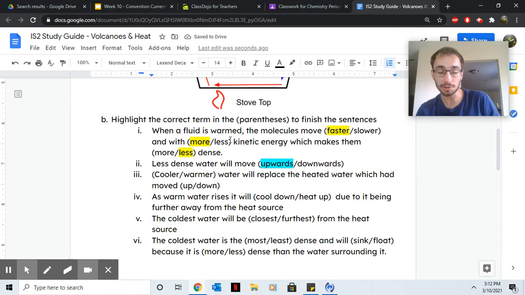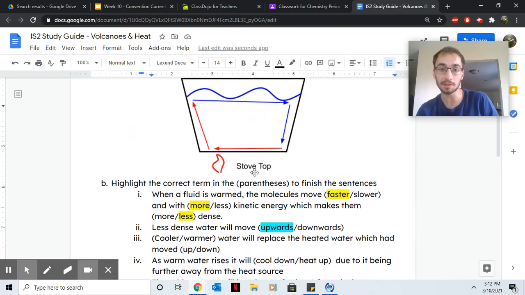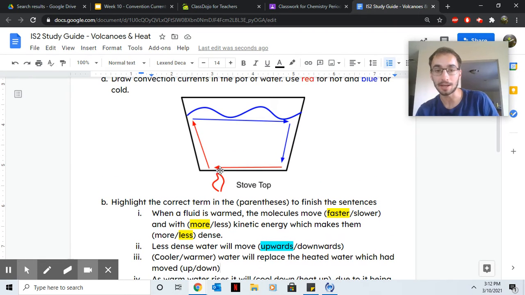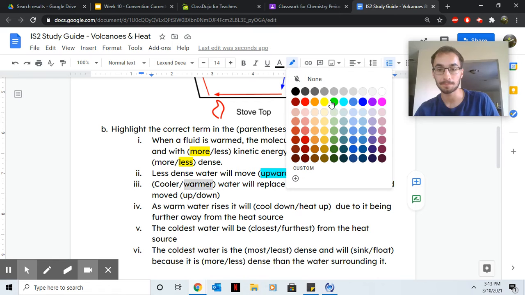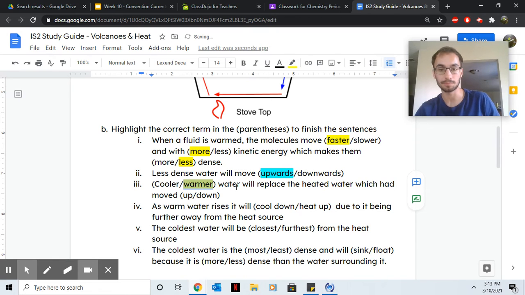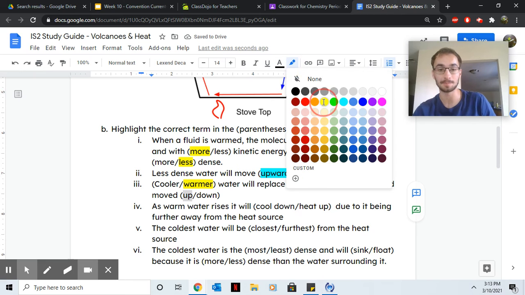And this one was a little tricky. Cooler/warmer water will replace the heated water. So if you look at our convection current, as you can see, when that hot water goes up, this water is getting heated. So that hot water is going to replace the water that just went up. And that water, it's a red arrow, so it's going to be warmer, which had moved up because heat is less dense.